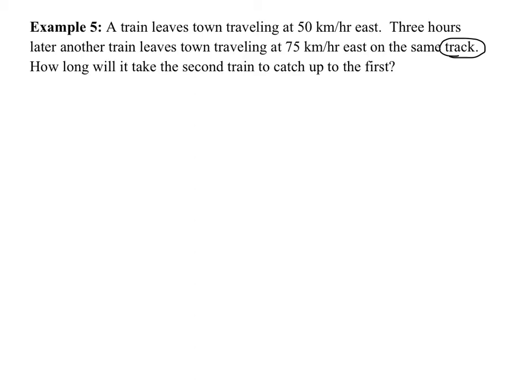How long will it take the second train to catch up to the first? So this is a kind of physics problem that you're going to see, where you have to think about two rates of change and how they relate to one another. So how could I start a problem like this? Luca, give me a starting point. I said the equation of 50A minus 70 equals 75(A minus 3). Say it one more time.